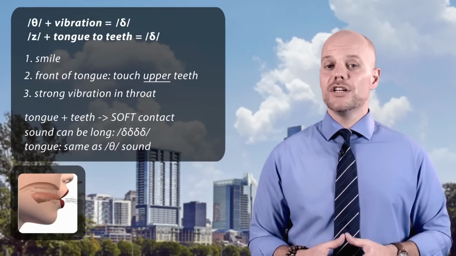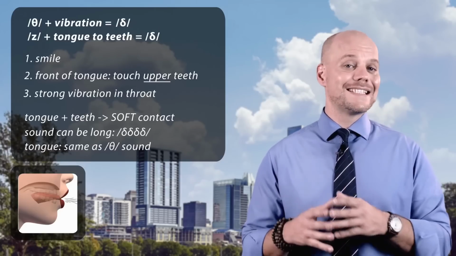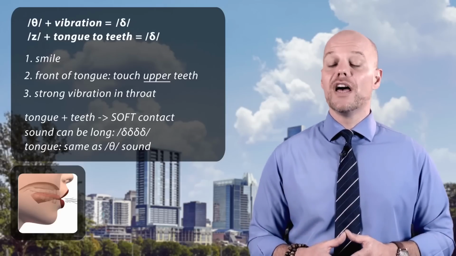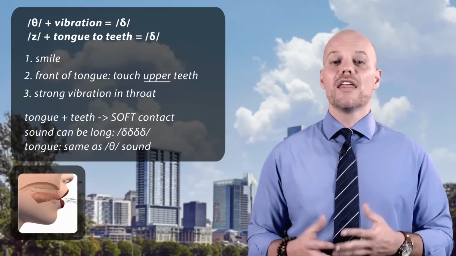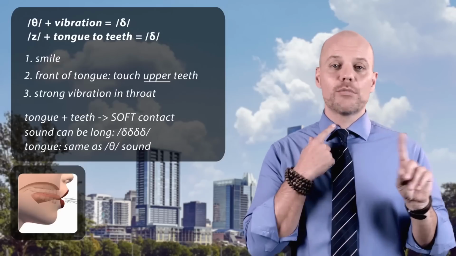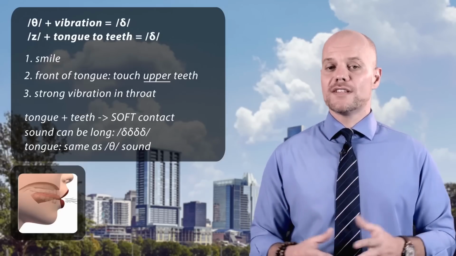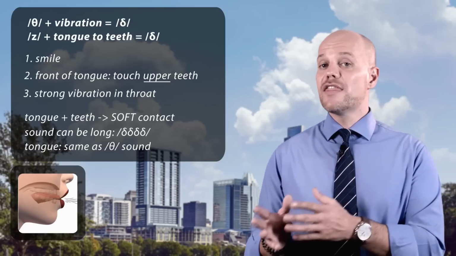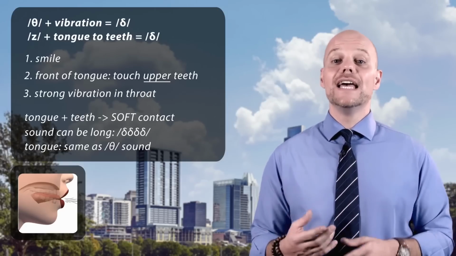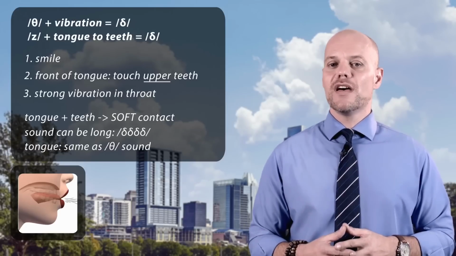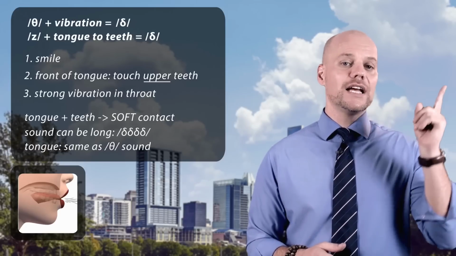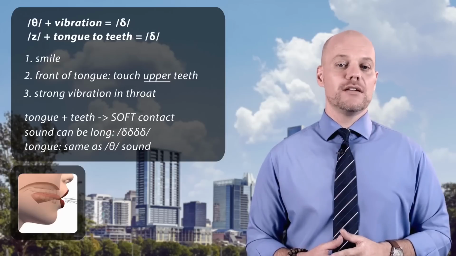The tongue position of the th sound is exactly the same as that of the th sound. The only difference is that the th sound is not vibrated. It's an unvoiced sound, while the th is vibrated. It's a voiced sound. If you need practice with the th sound, just click on the link popping up on the screen to go to that lesson now.